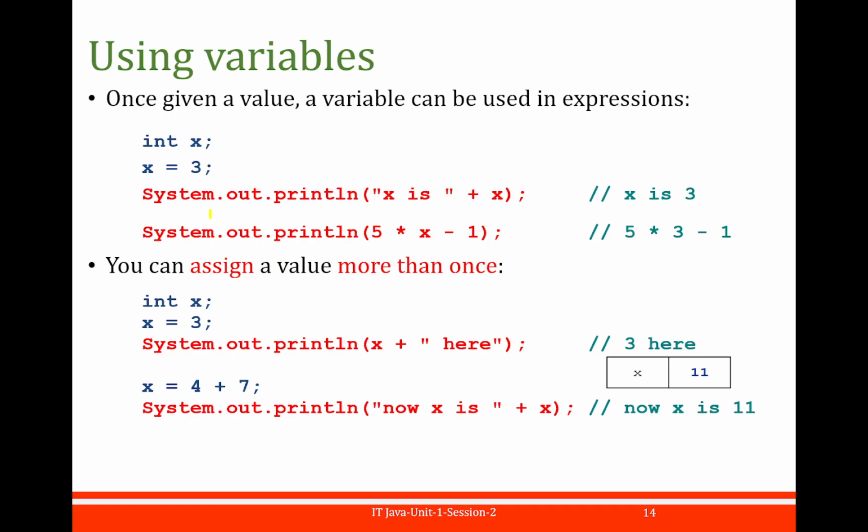So here we have done both. We have done declaration and initialization in 2 lines. We have declared X as integer data type in the first line, and in the second line we have assigned the value 3. We can do it as a 2-step process, or even we can do it in a single step.